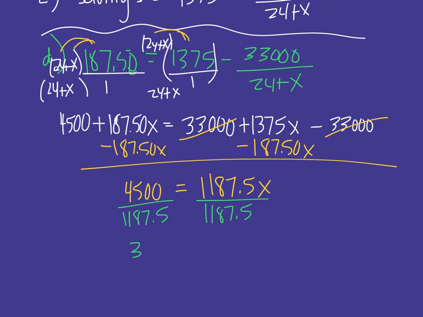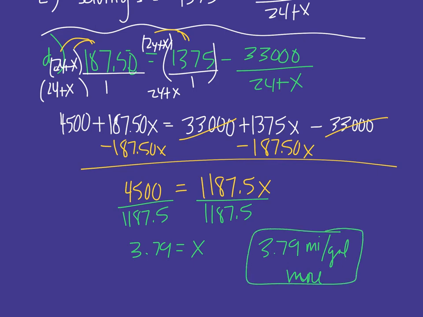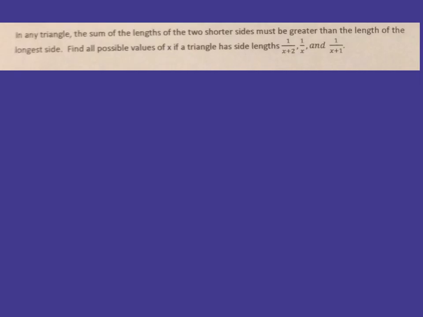And I get 3.79 equals x, which means that the new car gets 3.7 miles per gallon more than the last car. Okay, last question. This one is fun.